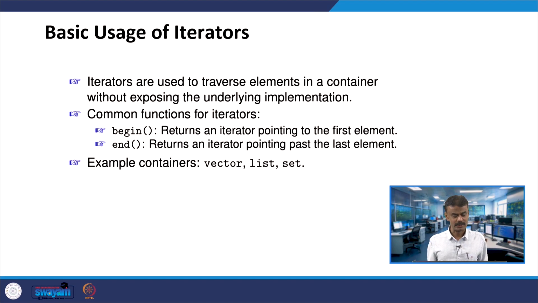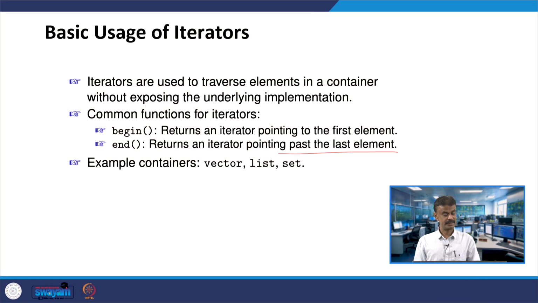So, let us consider the basic usage of iterators, particularly when I want to traverse the elements in a container without exposing the underlying implementation. I want to traverse the complete elements in a list, and I am not sure about the underlying implementation. Without exposing it, you can do the traversal. The common functions for iterators are begin and end. begin returns an iterator pointing to the first element, and end returns an iterator pointing past the last element.